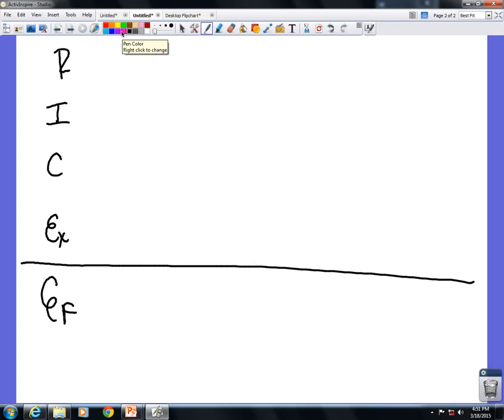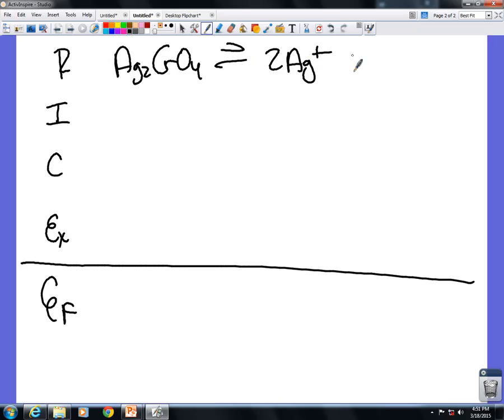Okay. Again, it was silver chromate, right? All right. So Ag2CrO4 in equilibrium with 2Ag+ plus CrO4 2-. Now, what do we know about the silver chromate? What can we do with it? We can eliminate it, right? It's no use to us. Why are we eliminating it? It's a solid. Now, here's the problem.